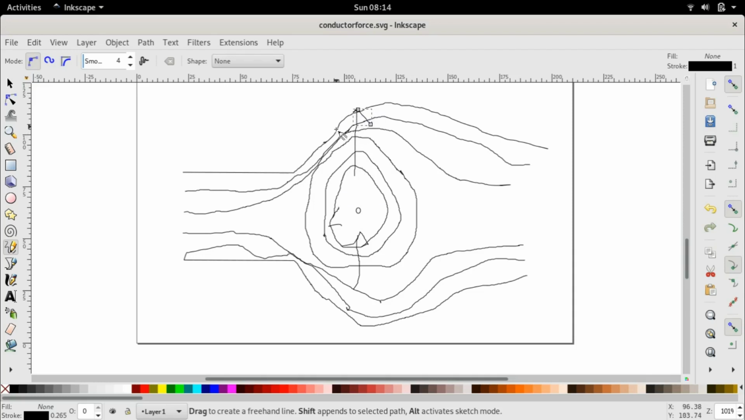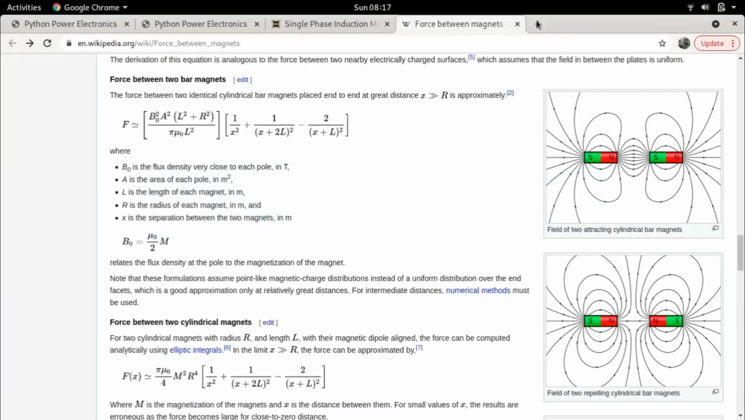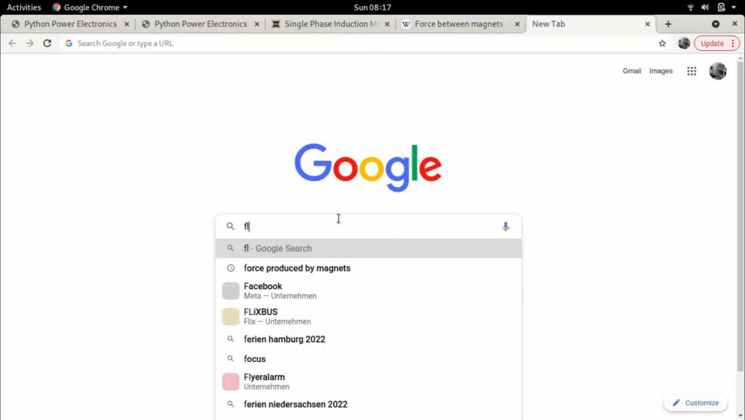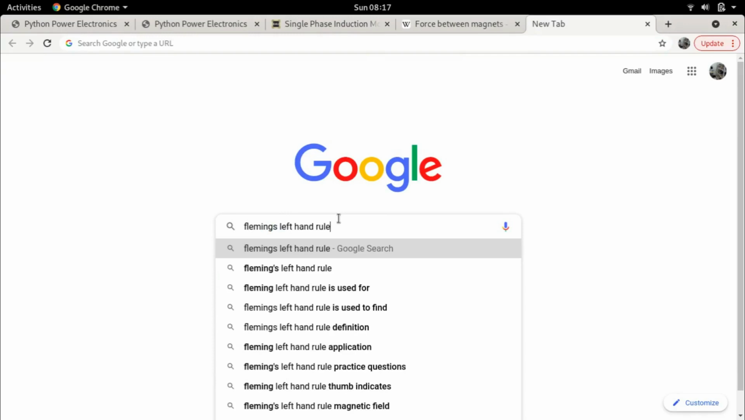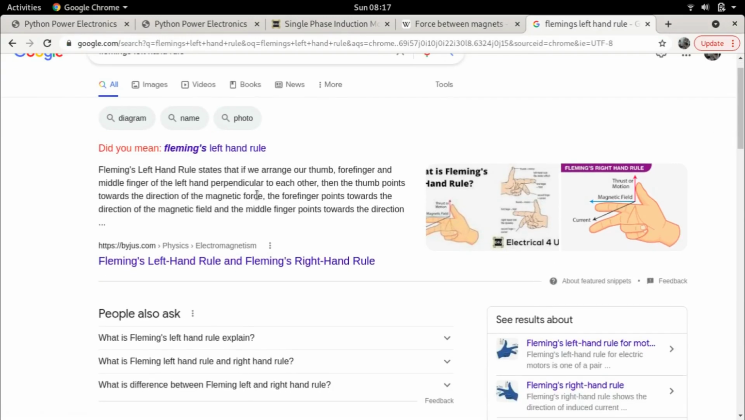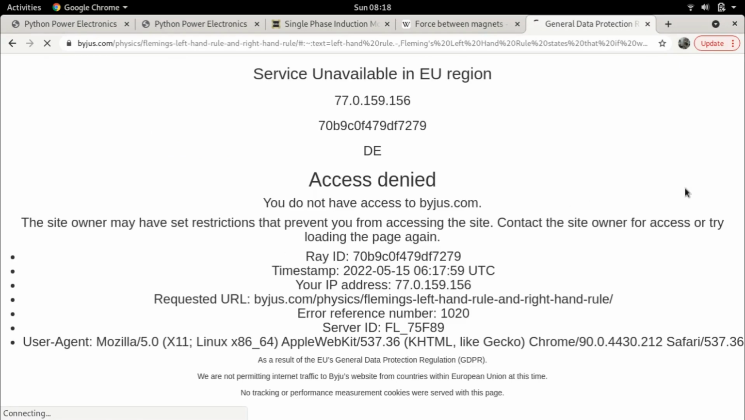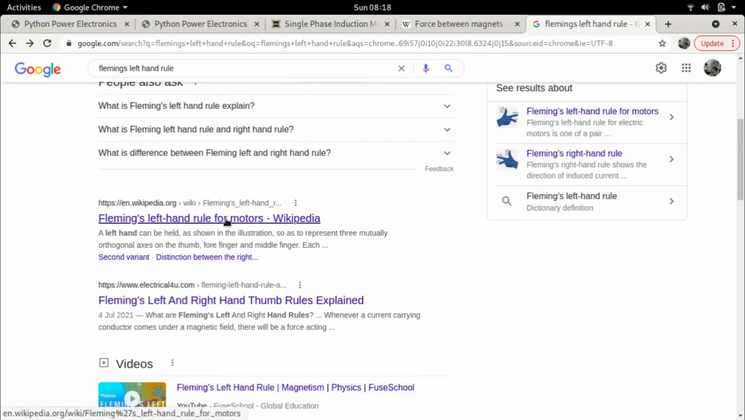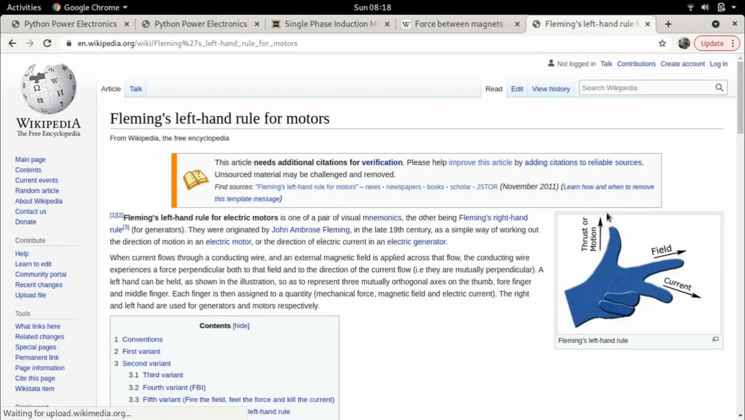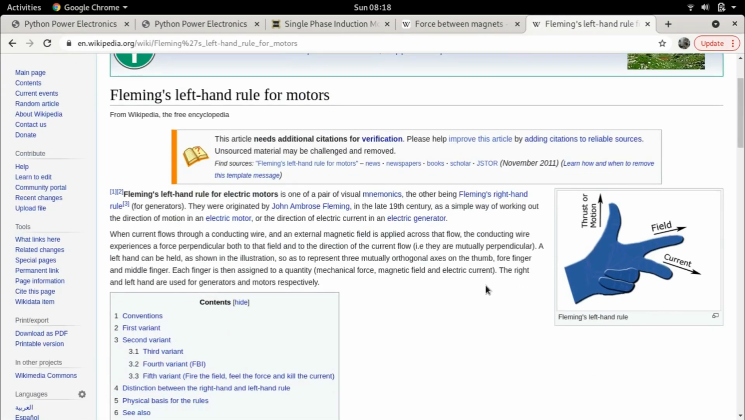So how do we determine this direction? This law is called Fleming's left-hand rule. To find out about Fleming's left-hand rule, let's go to a web browser and do a Google search. Yes, Fleming's left-hand rule and right-hand rule. So there are two. I'm sorry, I clicked a very local link which is not accessible. Yes, so this is Wikipedia. This is Fleming's left-hand rule.